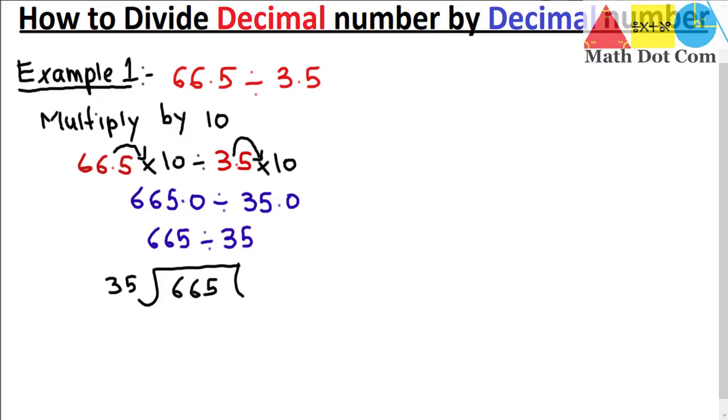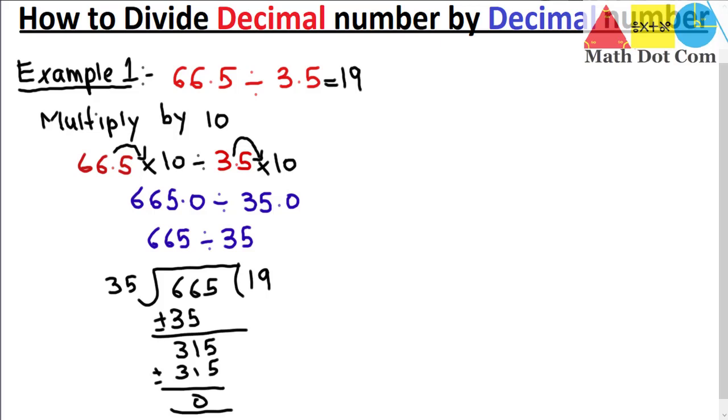So 35 ones are 35, it will be 315, and then 35 nines are 315. So this is how you can divide a decimal number by a decimal number. It will be equal to 19. So it means in this case there will be no decimal. Let's have one more example.